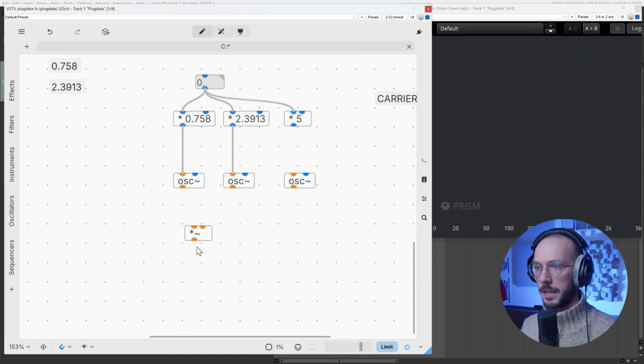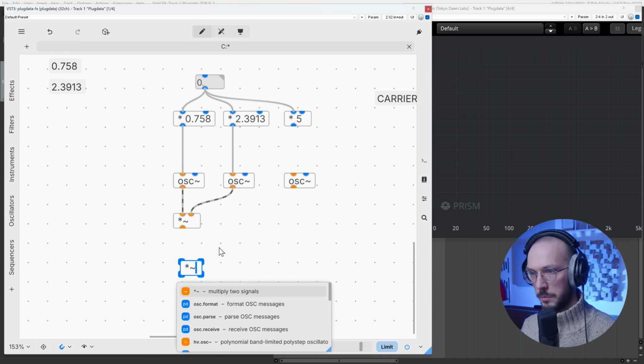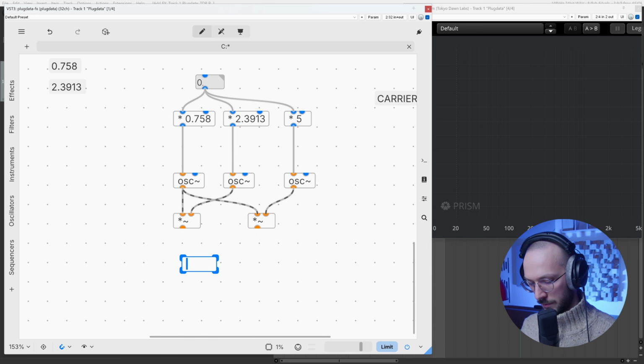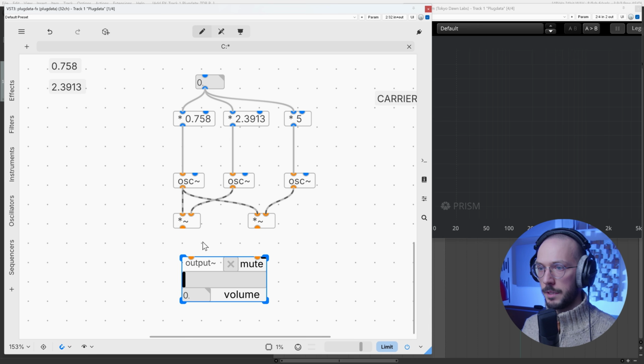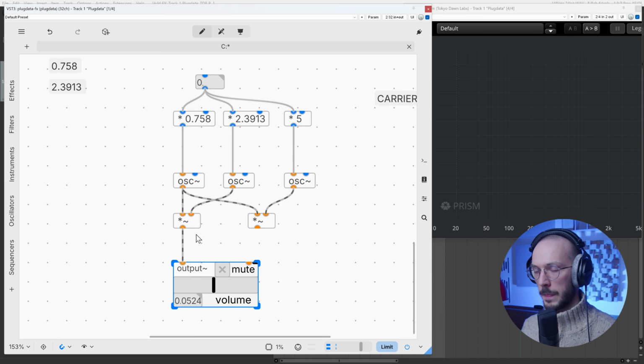Now we can multiply the first one, the carrier, with our modulator. We can take the same signal from this oscillator and multiply it by the second modulator. Output, let's take a listen to this one.